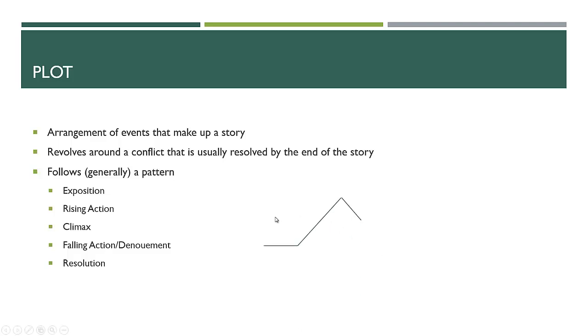You may have seen a plot diagram that looks like this image that just appeared on your screen. This flat line that starts it is the exposition. The line going up is the rising action. The very tippy top, the point, is the climax. And then after that we have the falling action, or the denouement. The point at the very end would be the resolution, so how the whole story works out. Again, this is an ideal pattern. Not all stories are going to follow this.